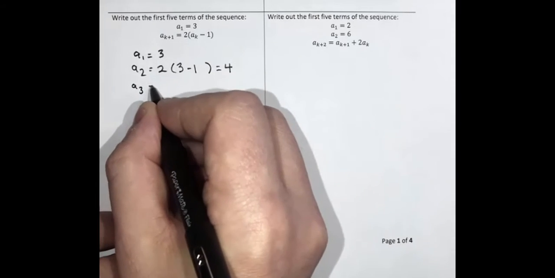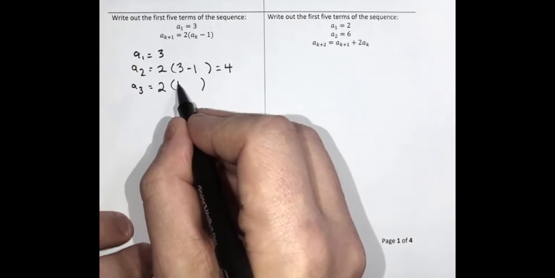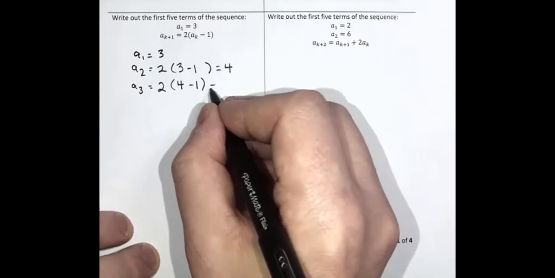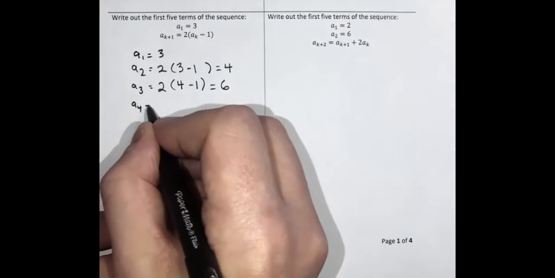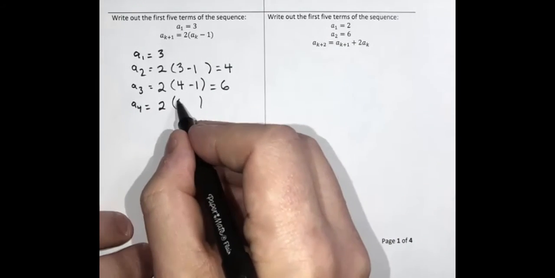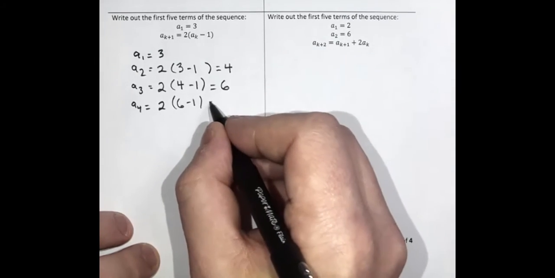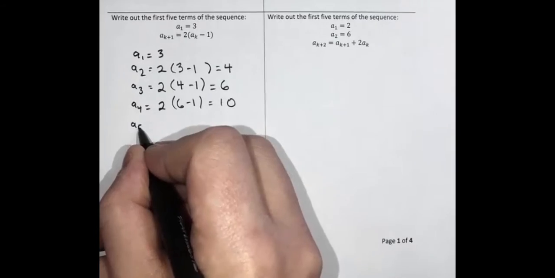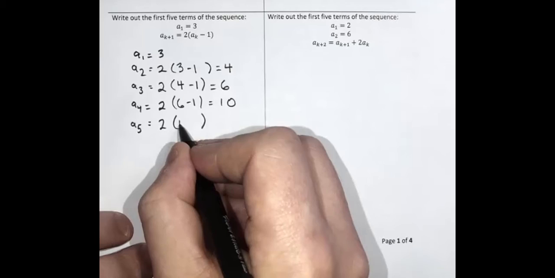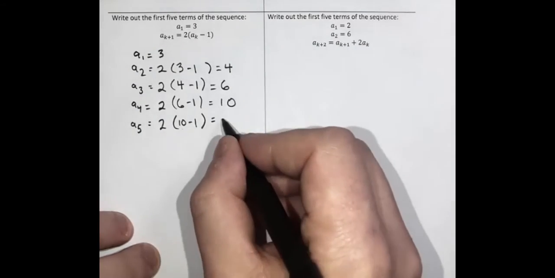For a sub 3, we're going to do 2 times the previous term minus 1. 4 minus 1 is 3. 3 times 2 is 6. For a sub 4, we're going to do 2 times the previous term minus 1. 6 minus 1 is 5. 5 times 2 is 10. And finally, for a sub 5, we're going to do 2 times the previous term minus 1. And of course, 10 minus 1 is 9, and 9 times 2 is 18.